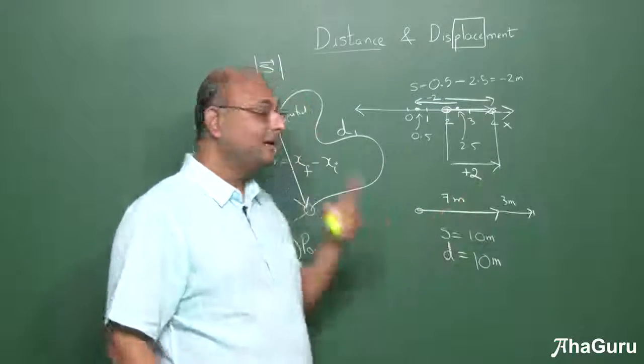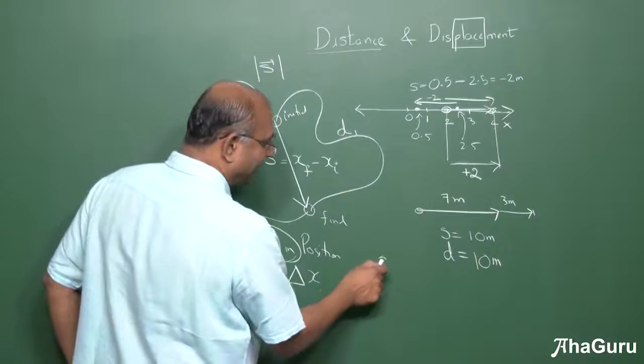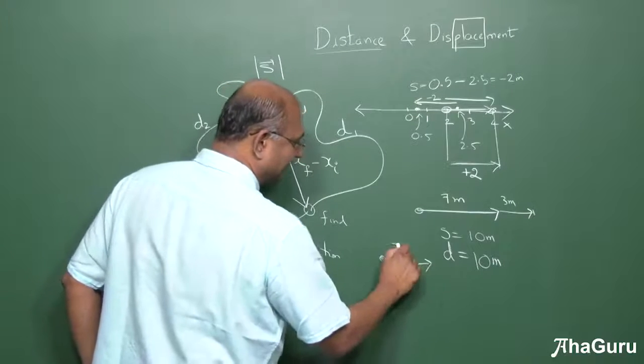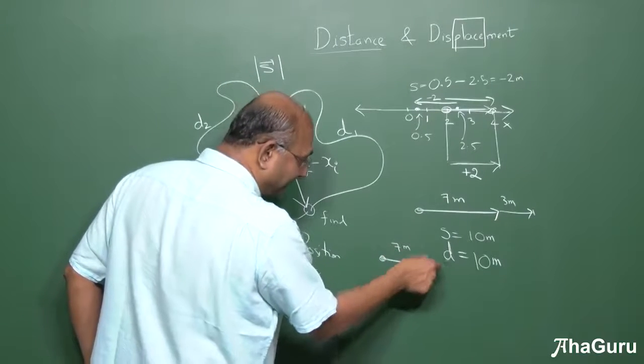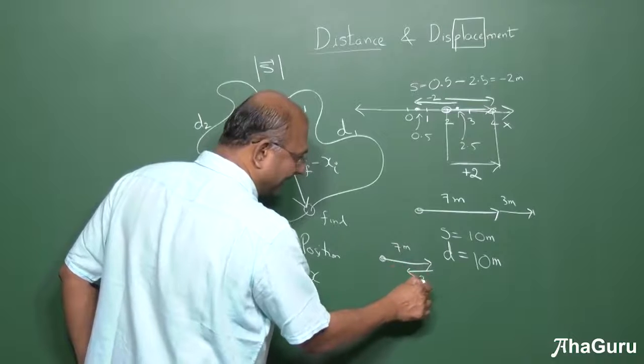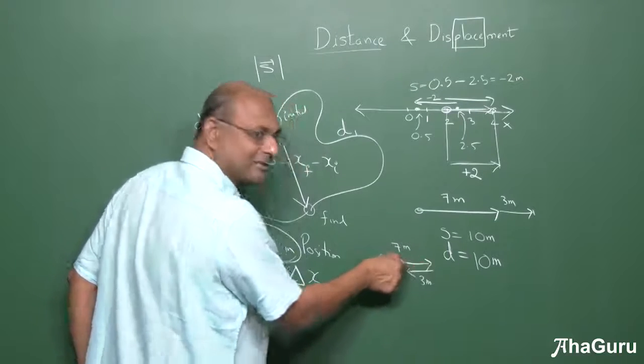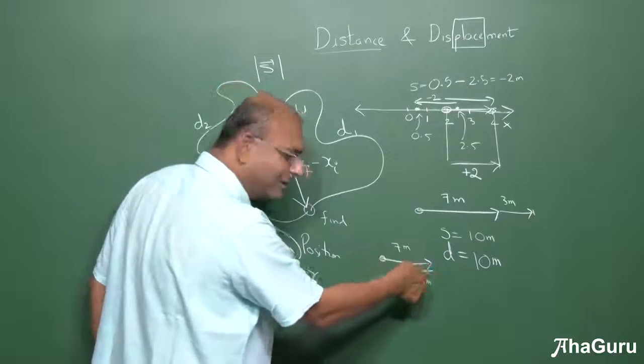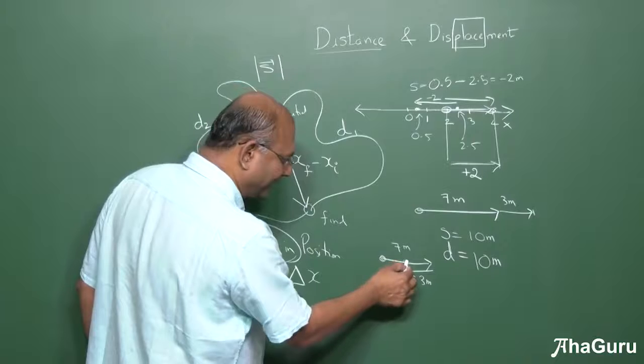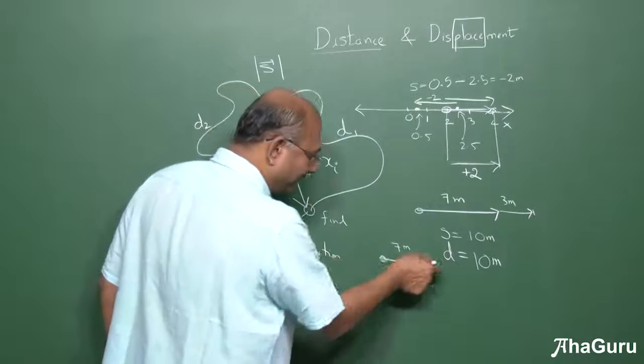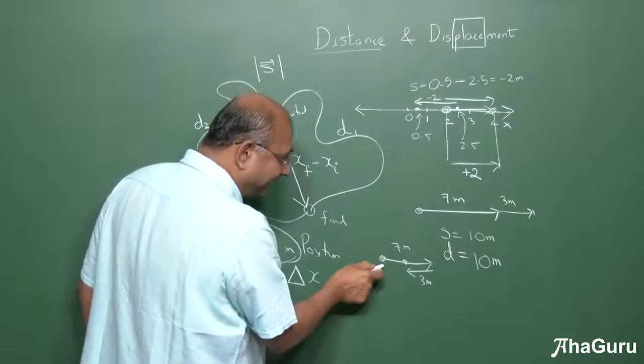Because it's 7 plus 3. But if I said I went 7 meters like this, and then I came back 3 meters like that, I usually will not draw it here because it's not easy to see. So I'll just move it below and draw. So that means you are actually here. 7, 3.